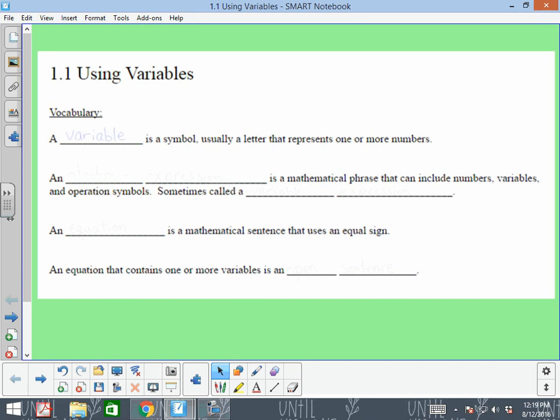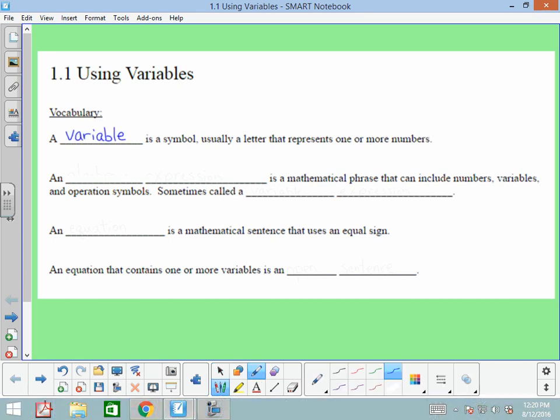First of all, let's look at a variable. A variable is a symbol, usually a letter that represents one or more numbers. The letters that we usually use are letters like A, B, C, and a lot of times we use X, Y, Z. Really any letters of the alphabet are used.